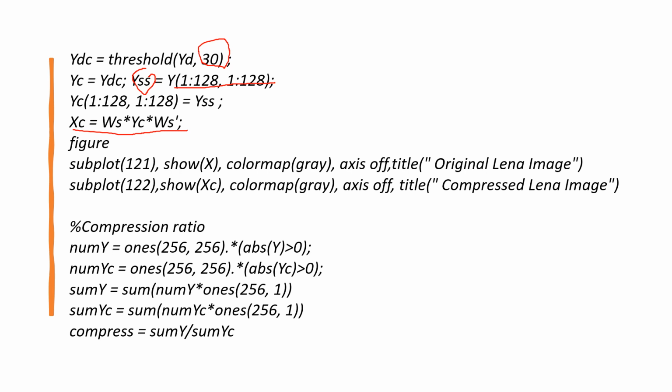And here, as you can see, we can even calculate the compression ratio. What we are doing is, first we are going to calculate the non-zero entries in Y, which is the original image. Then we are going to calculate the non-zero entries in YC, which is the compressed image. We are going to sum them, that is, we are going to find out the total non-zero components in Y and the total non-zero components in YC. After that, we are calculating the ratio Y by YC.